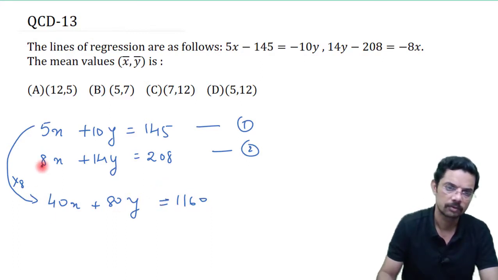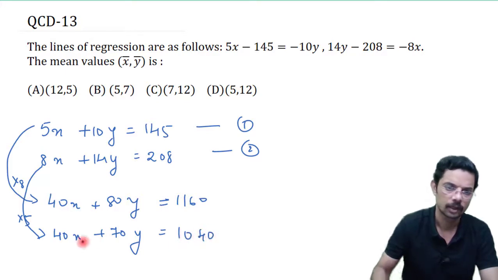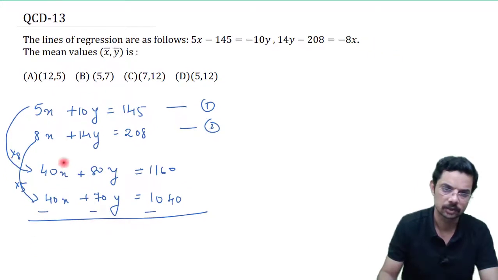In the same way, this one will be multiplied by 5, and what we get here is 8 5s are 40x plus 14 5s are 70y equal to 208 into 5. 208 into 5 will be 1040. Okay, so when you solve this, subtract. So this will go.